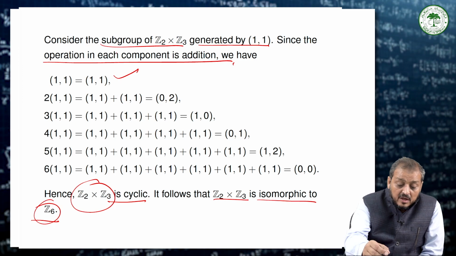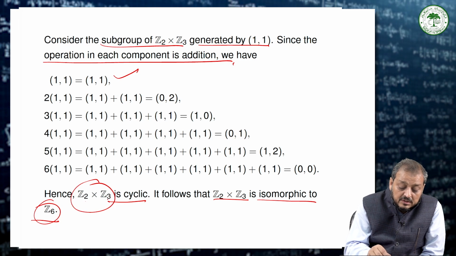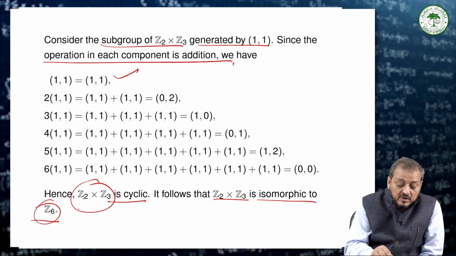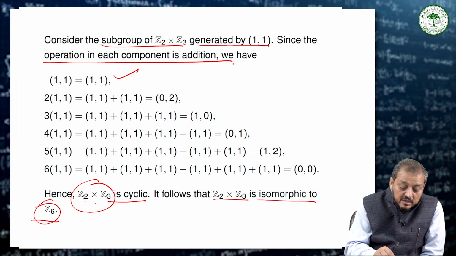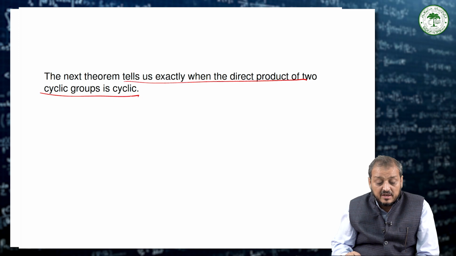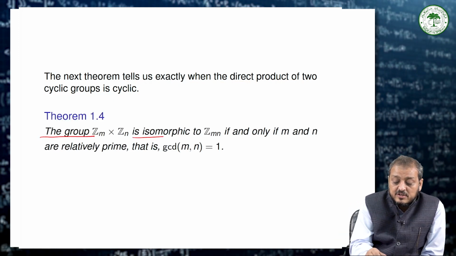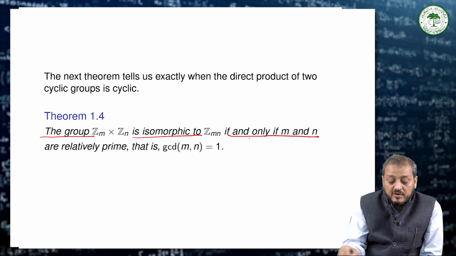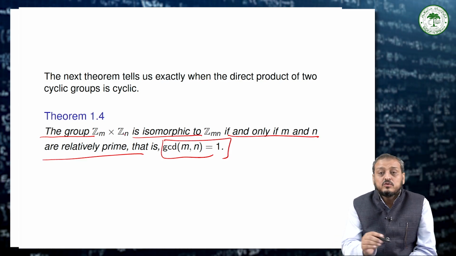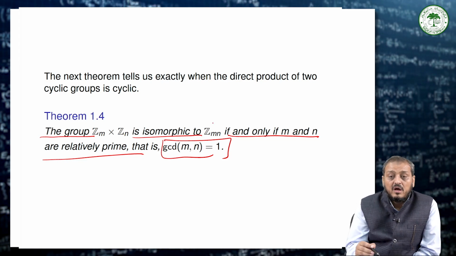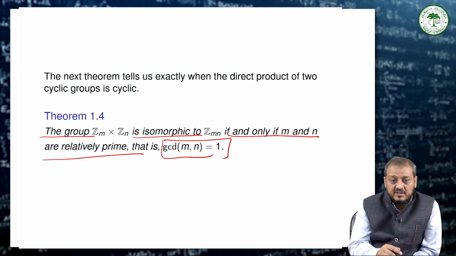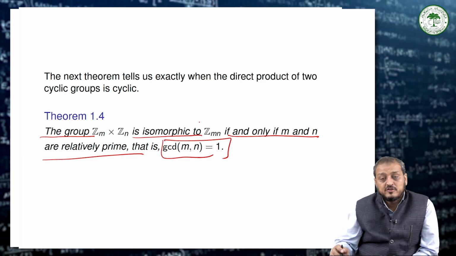Now I will write this result, because Z2 and Z3 are of prime order. Can we extend this to the general case? If we have Zp by Zq, it is cyclic, and it is also isomorphic to Zpq. So this next theorem tells us exactly when the direct product of two cyclic groups is cyclic. Zm by Zn is isomorphic to Zmn if and only if m and n are relatively prime. That means the direct product of these two groups is isomorphic to Zmn whenever m and n are relatively prime.